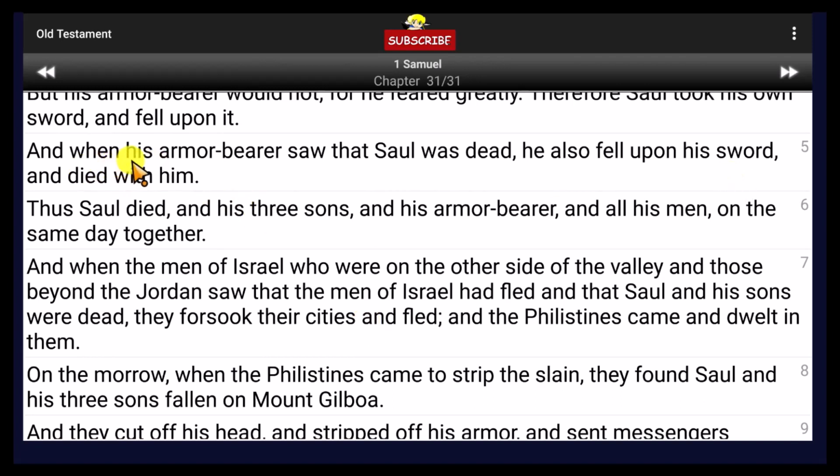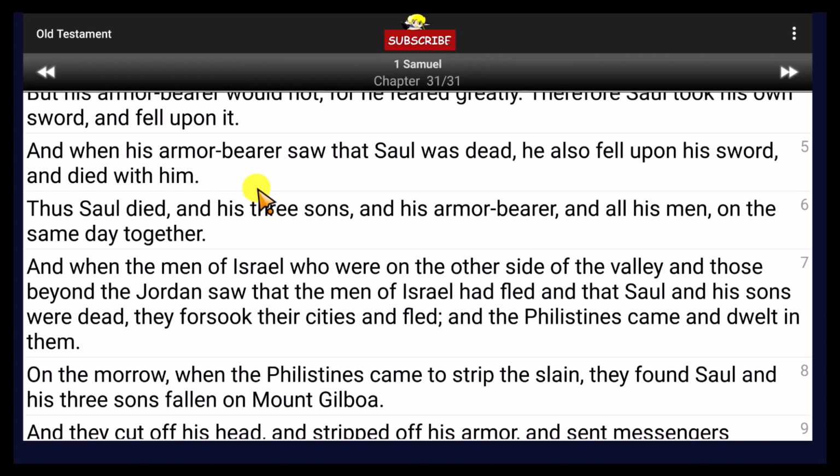And when his armor bearer saw that Saul was dead, he also fell upon his sword and died with him. And that's the loyalty of a good servant. He died with his master. Because if your master is dead, in those days there was no need to live, especially if you are serving a king, and even in our African background or in our African setting, this whole thing was there.